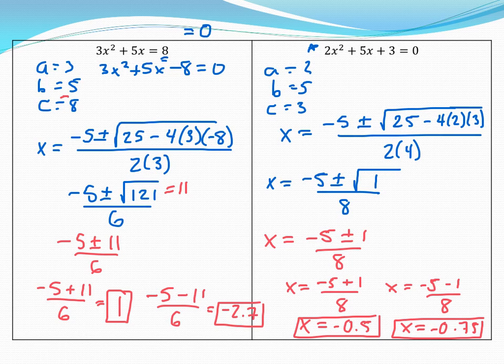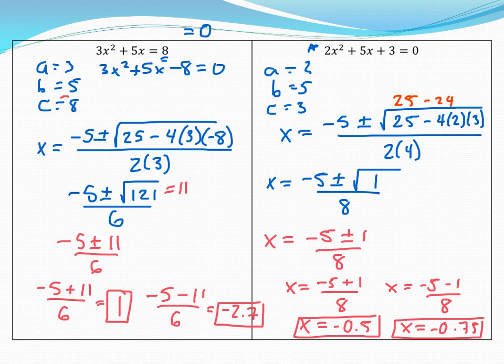Okay, I found my a, b, and c, 2, 5, and 3. I plugged it in to the quadratic formula. Now notice here I didn't write 5 squared, but I did it right away as 25. Minus 4 times 2 times 3. 4 times 2 is 8 times 3 is 24. So you get 25 minus 24. Let me write that down for you. So this is 25 minus 24, which is 1.